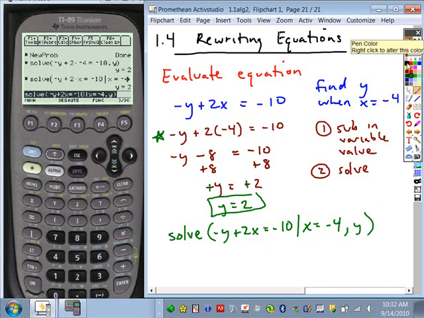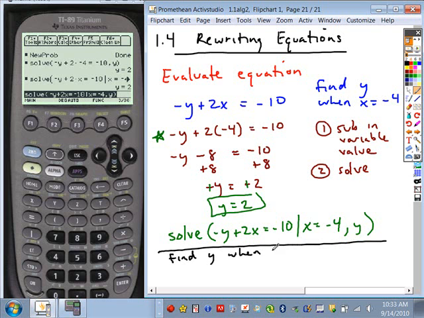All right, I want you to try the following. I want you to find y when x is equal to 5, given the following equation. Okay, so solve for y when x is equal to 5, given this equation: negative xy plus 2x equals 20.